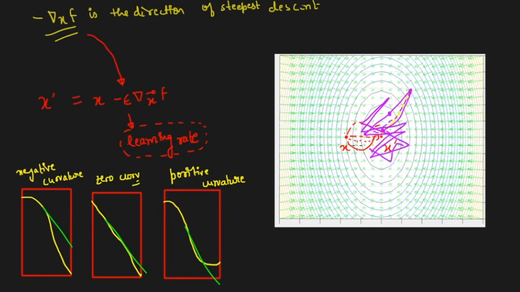So it's very important to choose the right learning rate for your stochastic gradient descent algorithm.